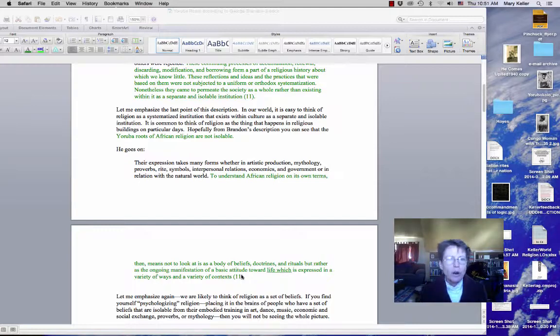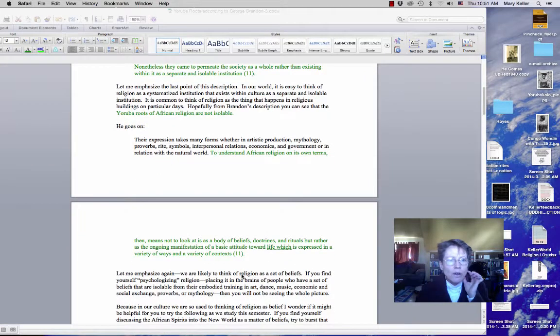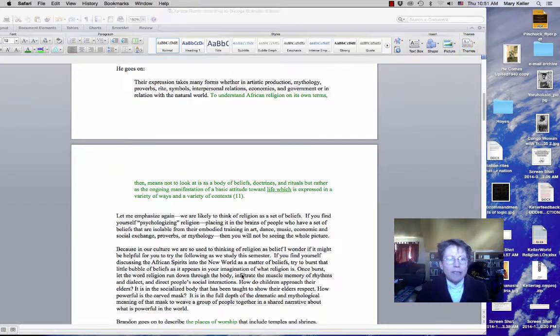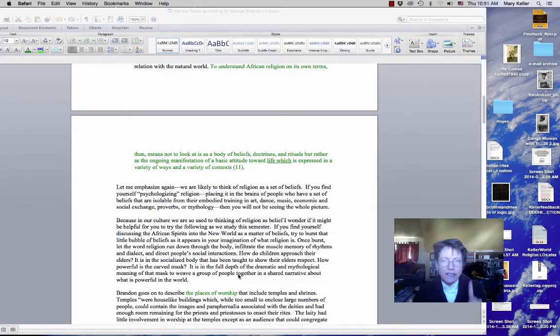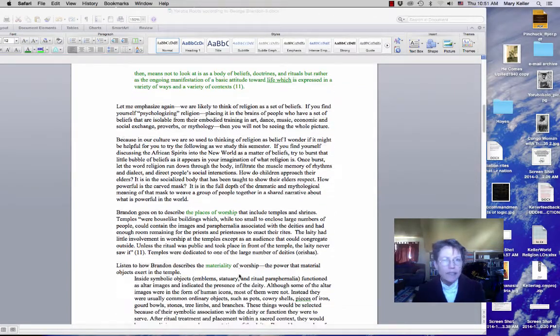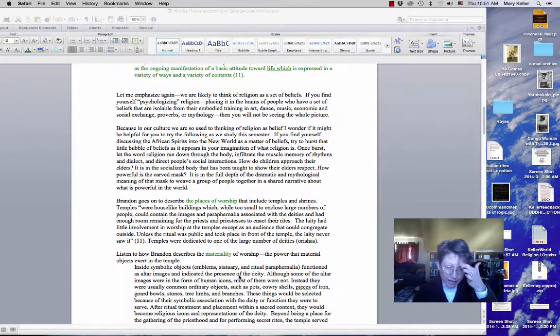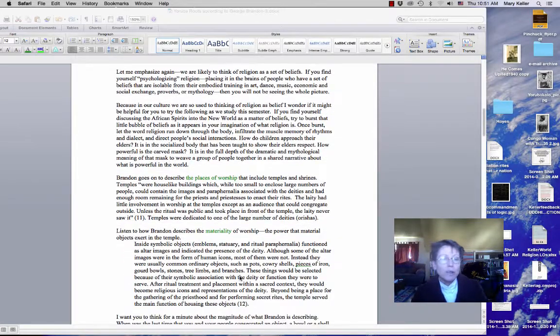A lot of you already get that. We're not looking at a body of beliefs, doctrines, and rituals. The ongoing manifestation of a basic attitude toward life, which is expressed in a variety of ways and a variety of contexts, and we are going to learn those variety of ways and contexts in each of the communities that we go to look to.